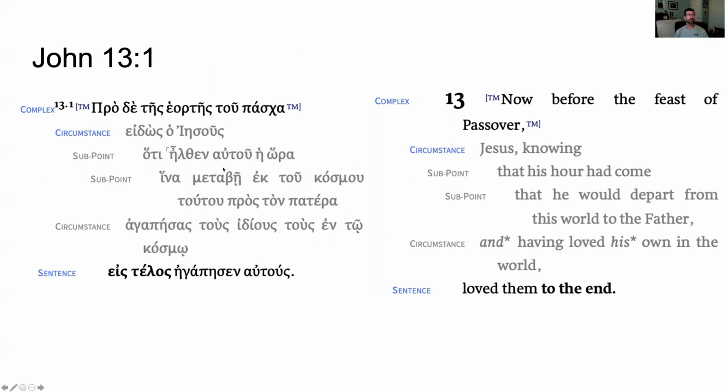So we have a temporal expression, pro de tes heortes tou Pascha. So, before the feast of the Passover, that's setting up a temporal frame of reference for what follows. Theoretically, everything else that follows is now being processed as before the feast, potentially setting up this idea of what would come later. But then we have the series of participial clauses with eidos and agapesas.